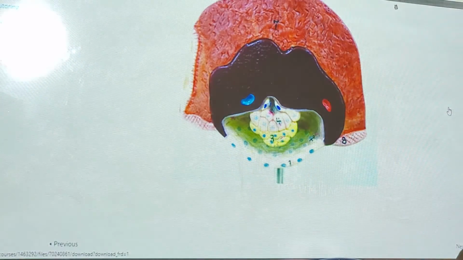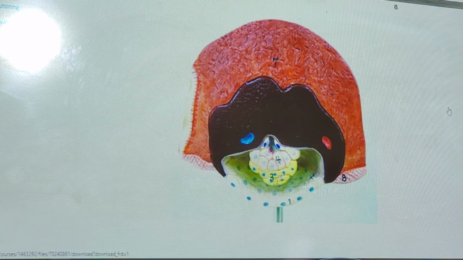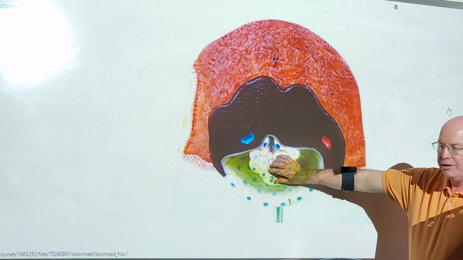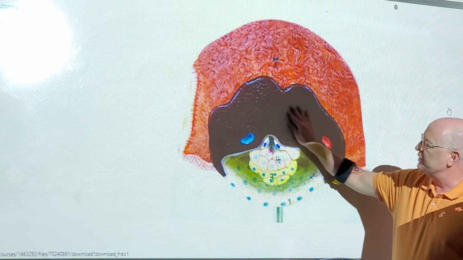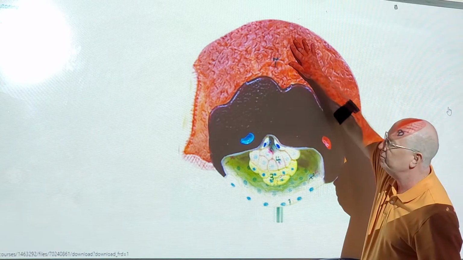Once the cells start to reach the blastula stage, they're going to implant. And let me lower this a little bit, because if I get too high up there, you can't see. This is going to be the embryo. This is called the syncytial trophoblast. This is where it fuses to the endometrium.